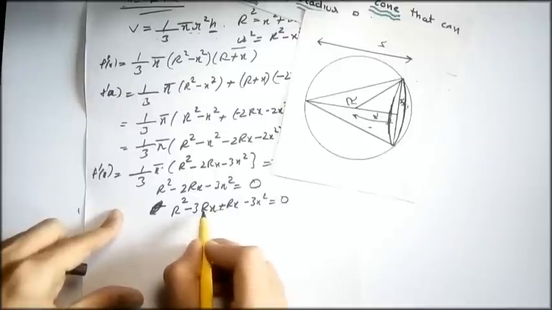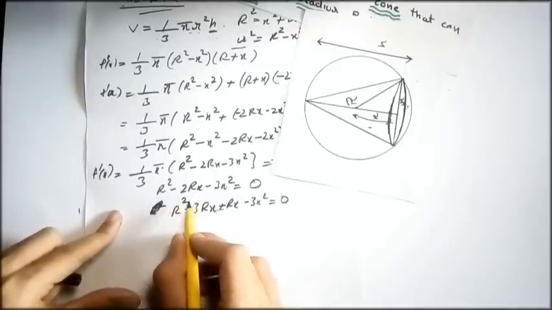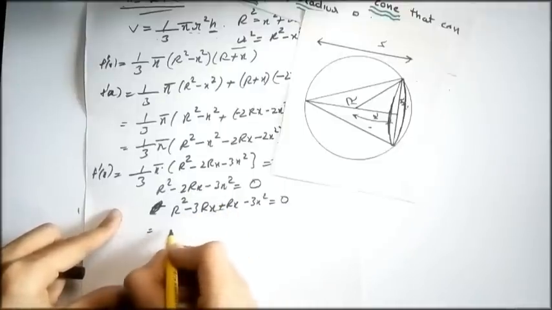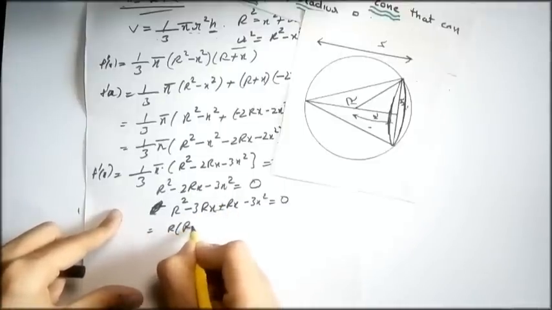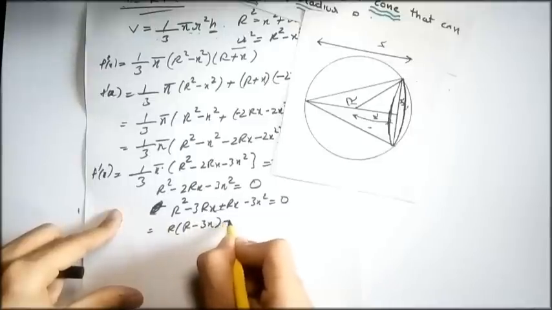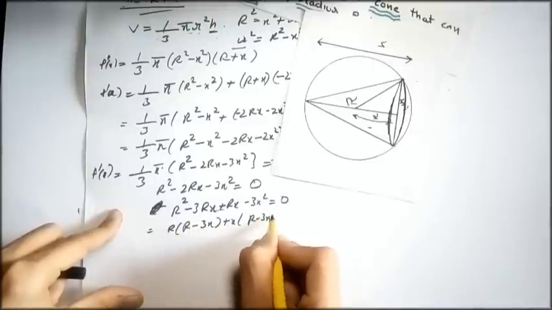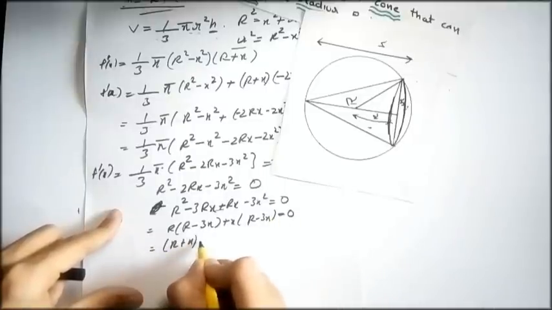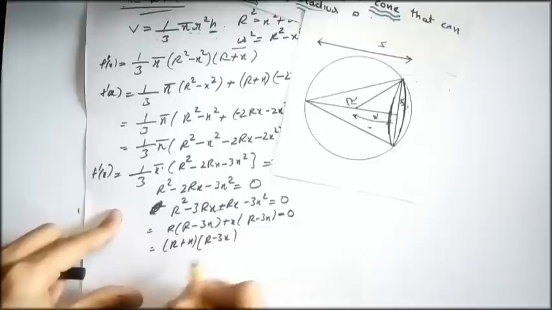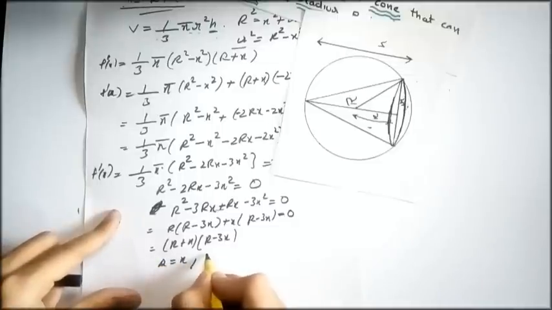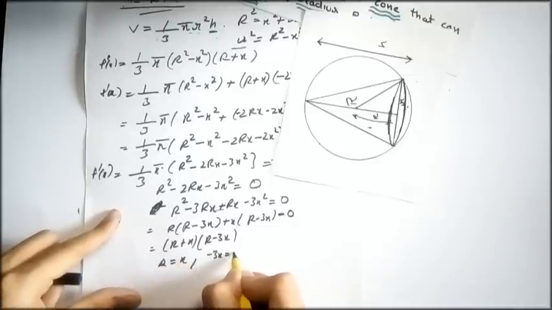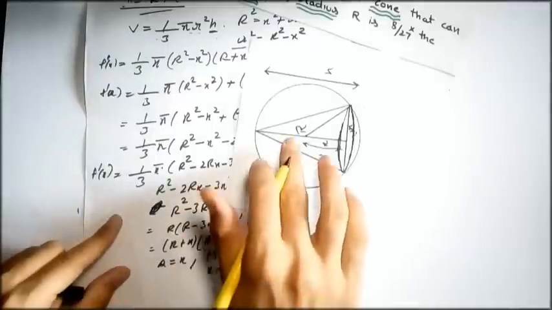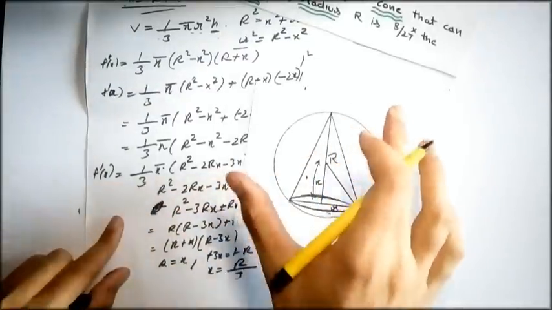With this, when we add this we will get minus 2rx, and when we multiply this we will get minus 3r square x square. So now r minus 3x plus x times r minus 3x is equal to 0. So it is r plus x and r minus 3x. So x is equal to minus r, or minus 3x is equal to minus r, minus cancel, x is equal to r by 3. So x can't be equal to minus r, because this doesn't satisfy this diagram.